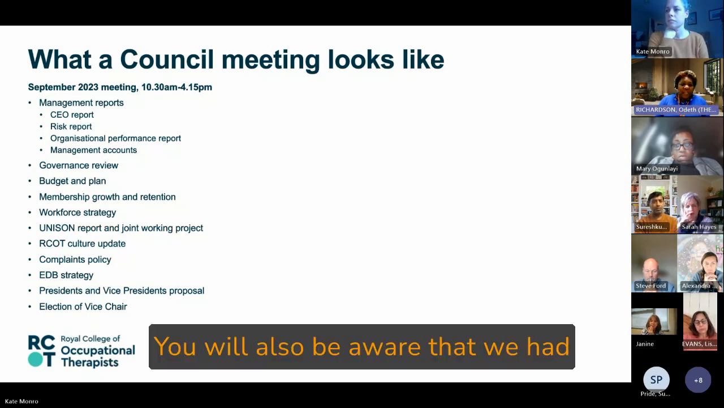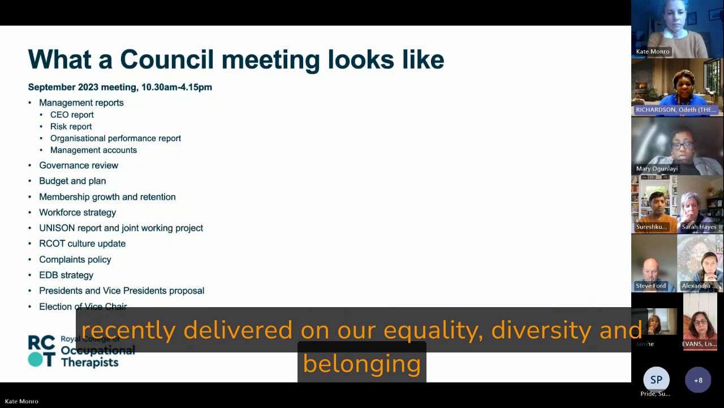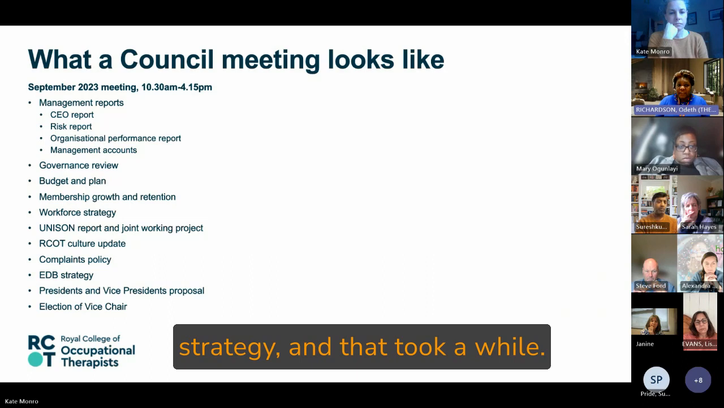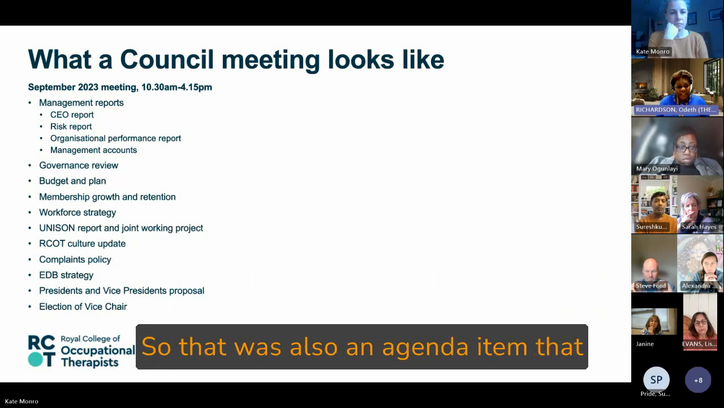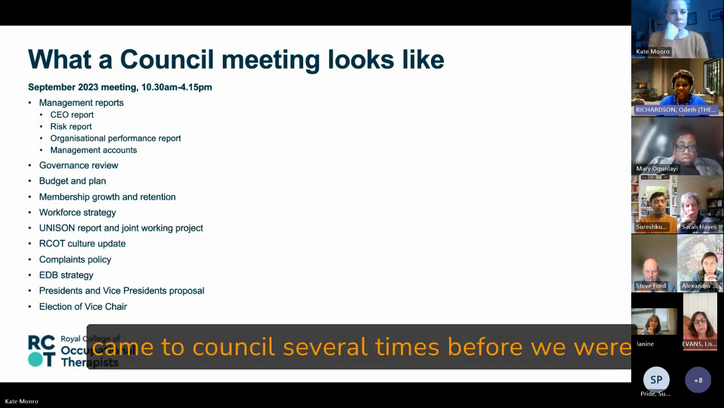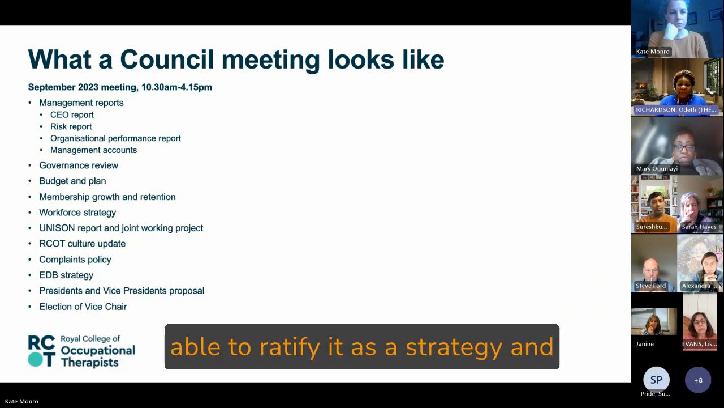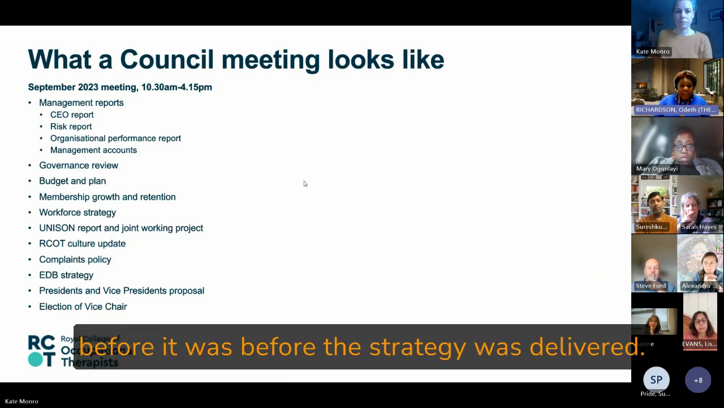You will also be aware that we had recently delivered on our equality, diversity and belonging strategy, and that took a while. So that was also an agenda item that came to council several times before we were able to ratify it as a strategy and before the strategy was delivered.